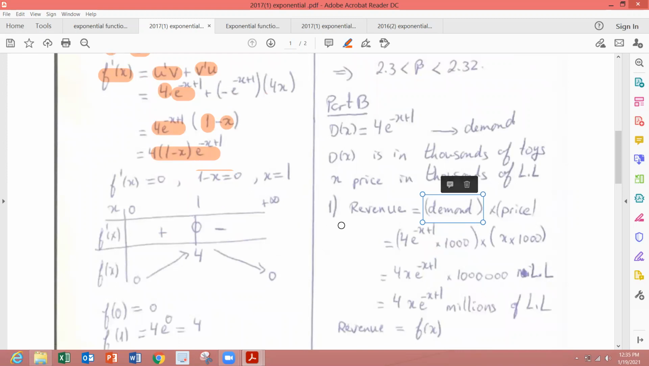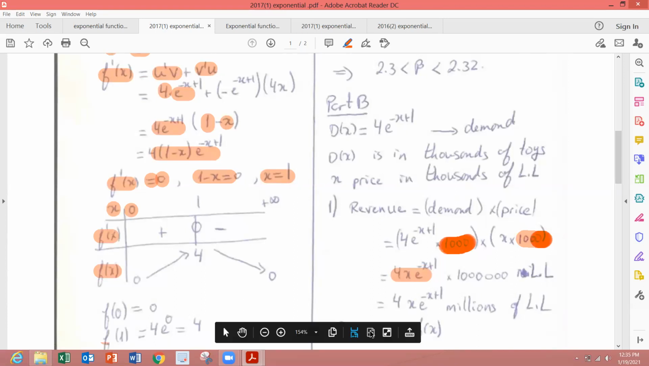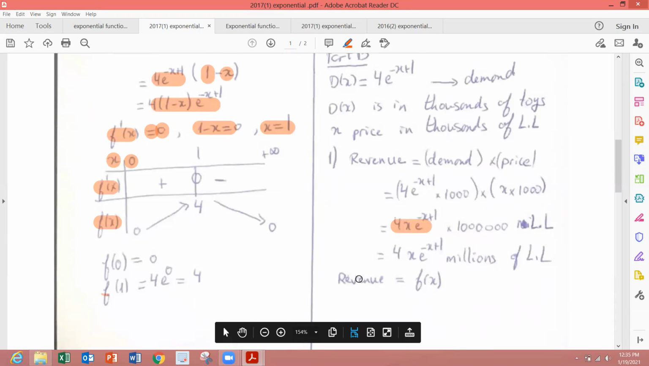Okay. What is the demand? Without these units, we can directly remove them: 4e to the power minus x plus 1, times x. So we get 4x e to the power minus x plus 1, which is equal to f(x). So revenue is equal to f(x).